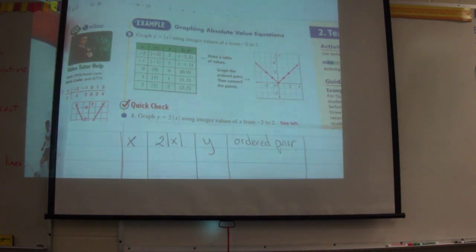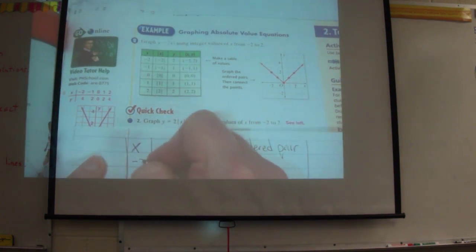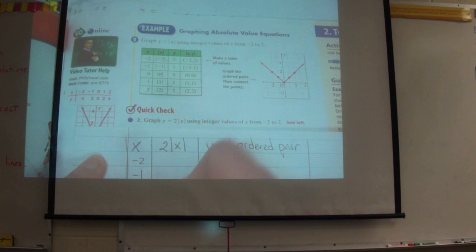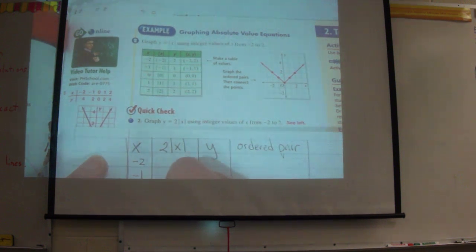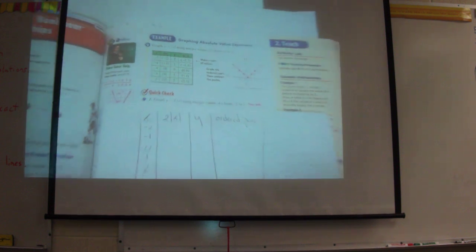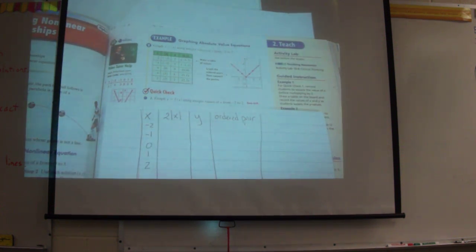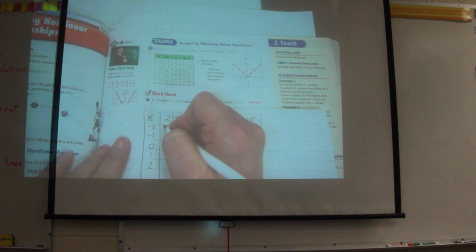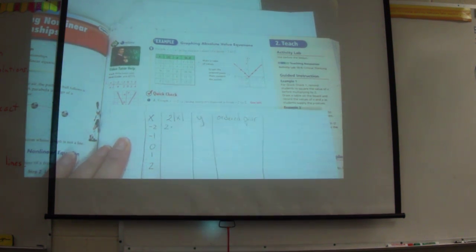Okay, and they want us to go this time from -2 to 2. So x is -2, -1, 0, 1, and 2. The rule is 2 times the absolute value of x.